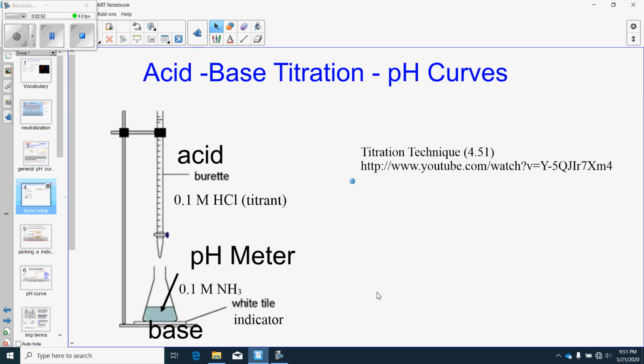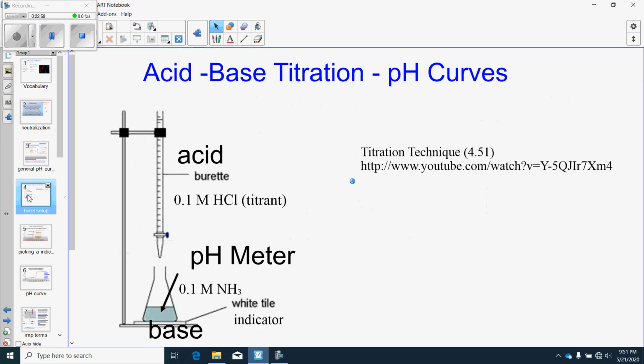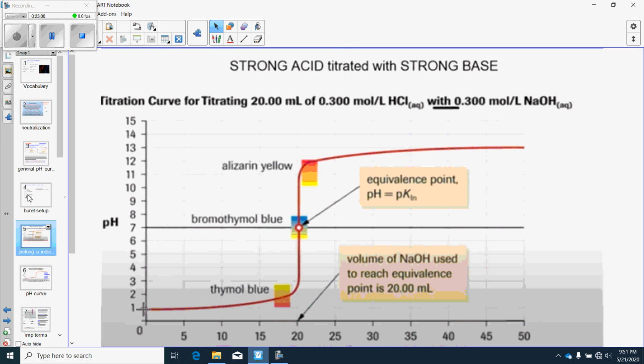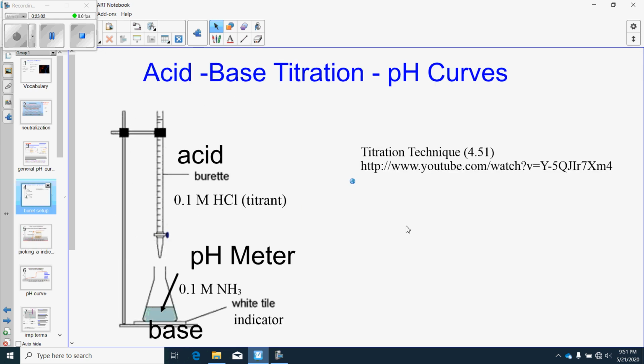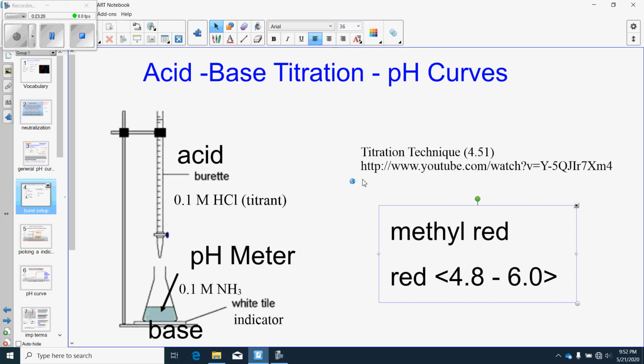So methyl red, let me write methyl red. I'm sorry, guys. Methyl red, which is an indicator, is red when it's less than 4.8, and it is yellow if it's greater.